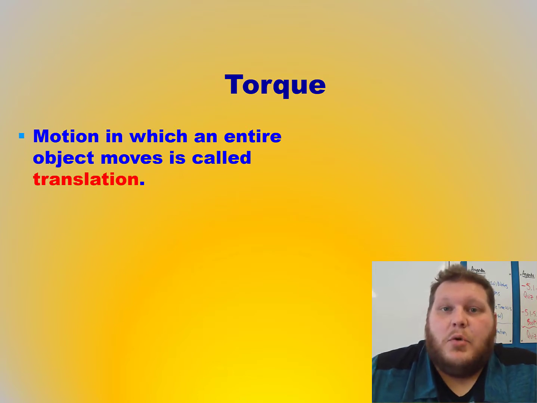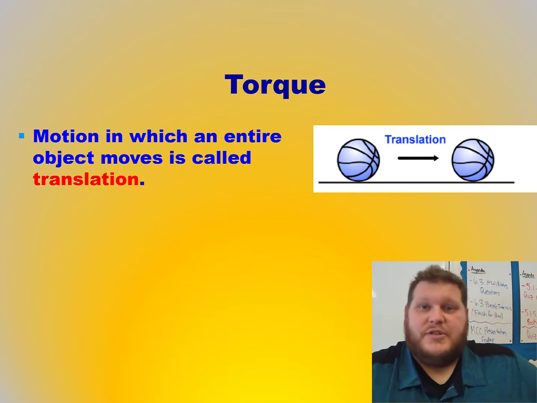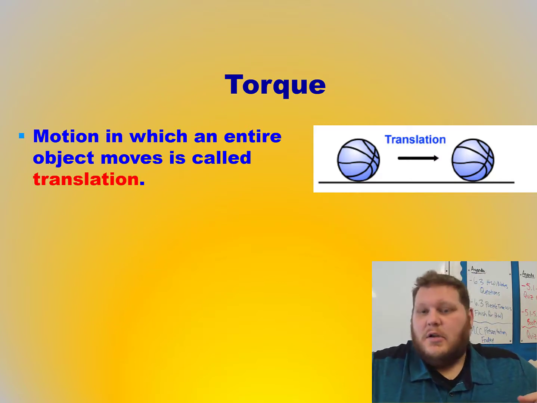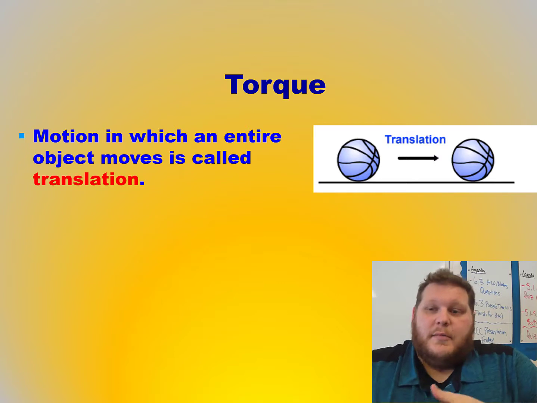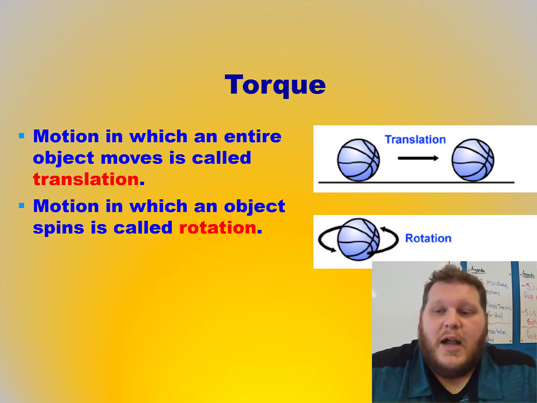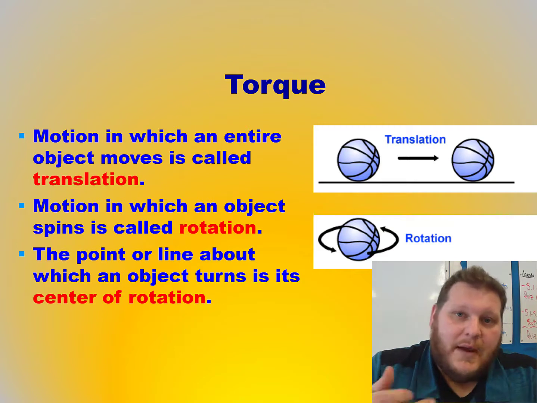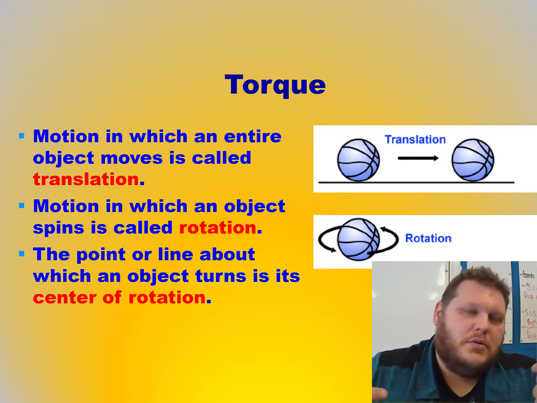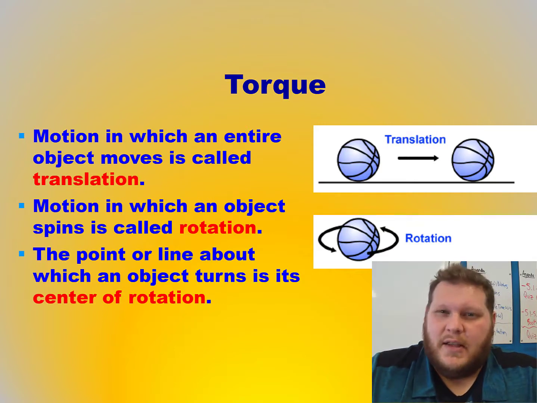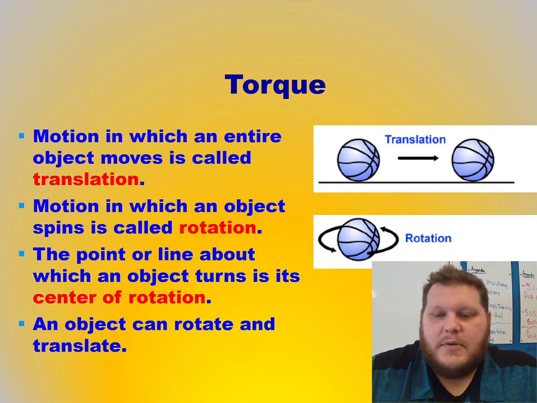So when we're dealing with an object that's moving, we've got a couple of different ways that it can move. A lot of times we'll deal with something that's just a translation. So it's just sliding. I'm pushing a box along, or in this case, I'm just sliding the ball from one position to another. We also could have a rotation. That's when our object spins. The center of rotation is what we call that line or that point where it turns about. Our axis of rotation is another thing that we could call it. That's just where it's spinning around.